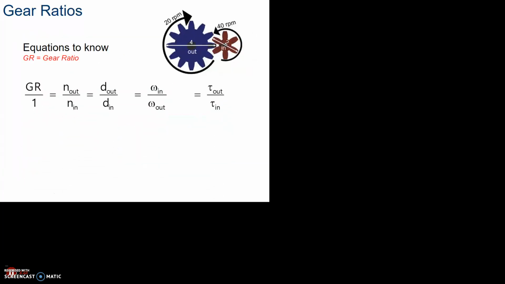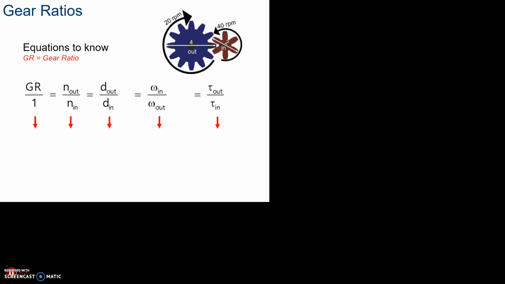Now, here's what makes real life really simple. The equations are all equal to each other. The gear ratio is teeth out over teeth in, diameter out over diameter in, omega out over omega in, or torque out over torque in. So they're all out over in, out over in, out over in, with the exception of omega, the funny omega symbol here. This one's in over out. So just remember, omega's weird. The revolutions, the RPMs, are backwards.